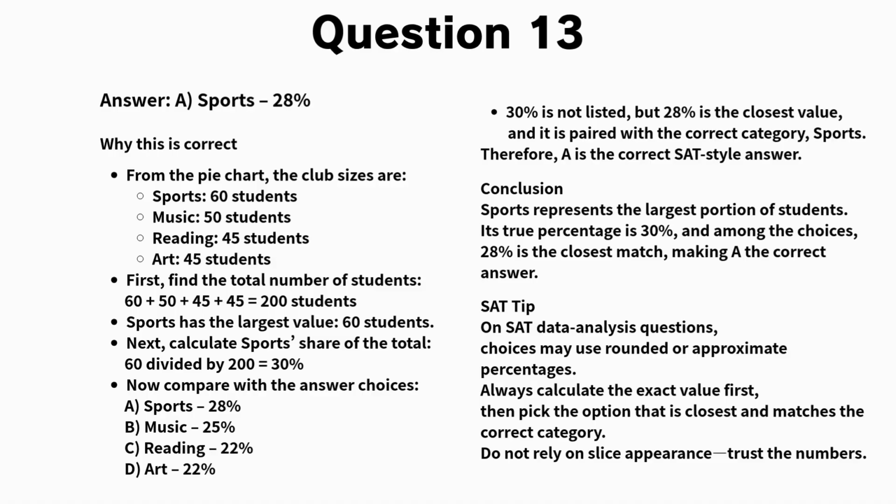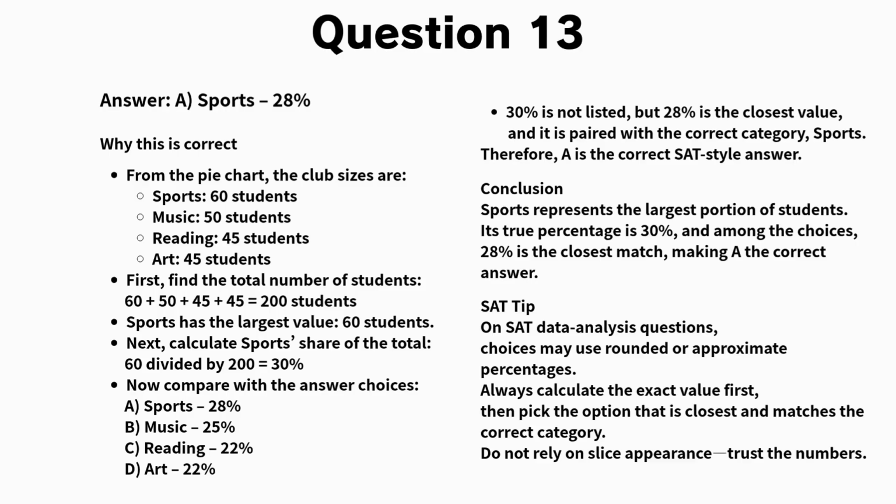On the SAT, when the exact value is not available, you are expected to recognize that sports is about 30% and select the closest matching option that pairs with the correct category. Looking at the choices, A shows sports at 28%, which is the closest to our calculated 30% and matches the correct category, sports. Therefore, A is the correct answer.